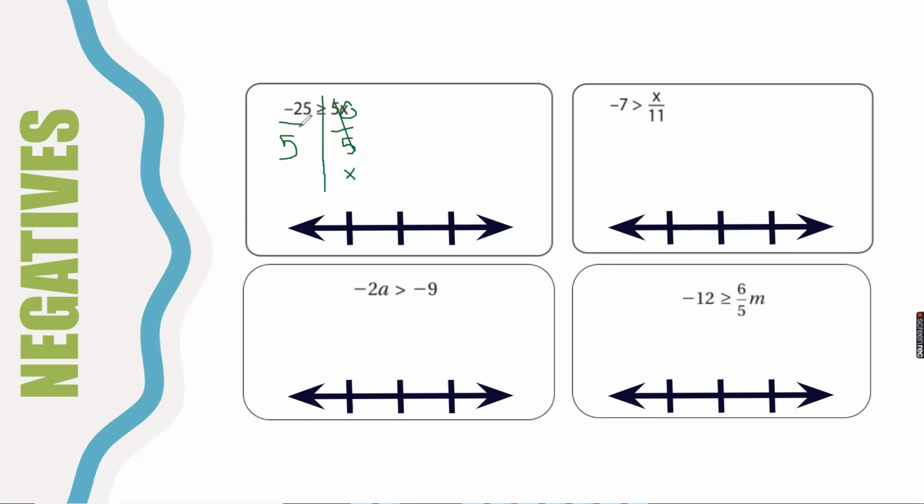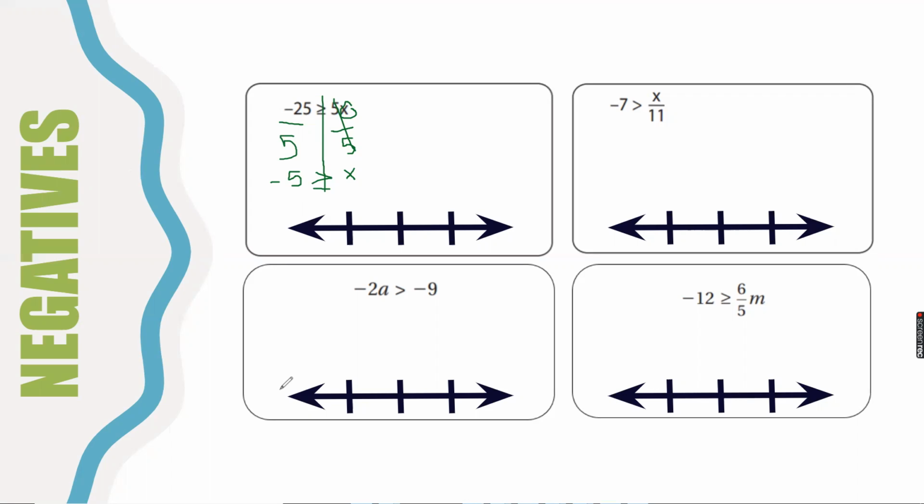Now we're taking negative 25 divided by 5, and that's going to equal a negative 5. Now the question is, do I keep the same sign, or do I flip it? I'm looking at the number that I divided by. So I divided by a positive 5. Remember, we only flip the sign if we multiply or divide by a negative number. So in this case, I would not flip my sign because I divided by a positive 5. And that's going to be my simplified inequality.